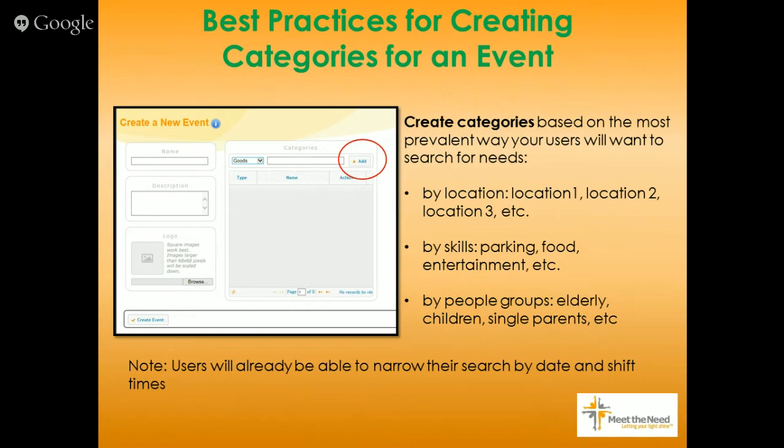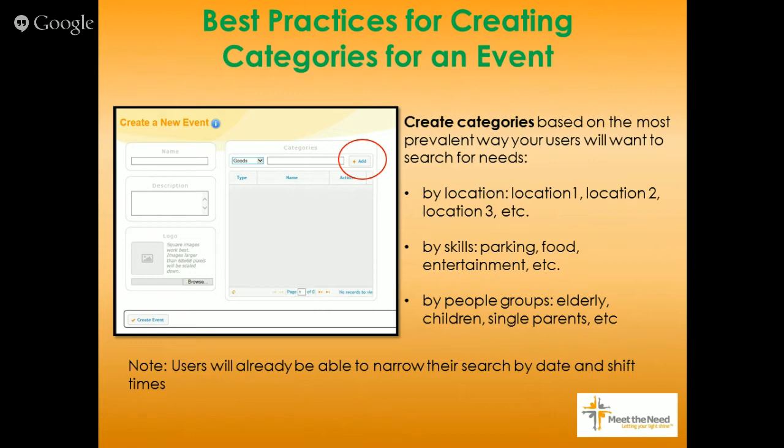Maybe you've got an event going on and you've got multiple locations, and you've got a location downtown, you've got a location on the east side, you've got a location on the west side. You can do it by location and create categories per location. You could also do it by skills. Maybe it's not a multiple location event, but it's a multiple skills event. So you might have your categories for like parking and food and entertainment.